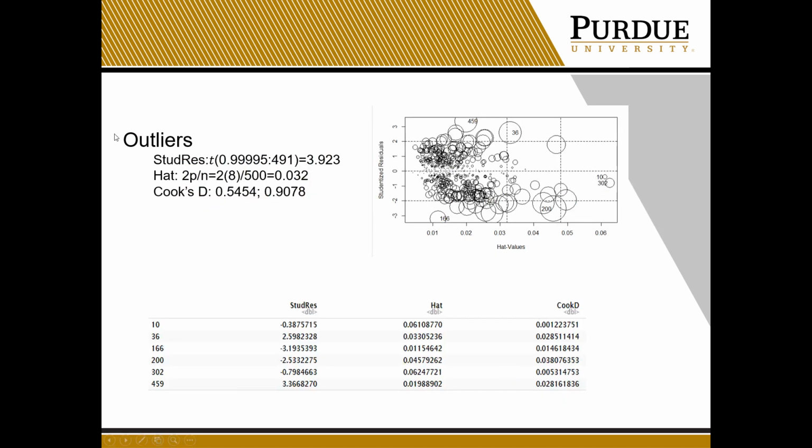Then the last check is the outlier. Based on the picture, we see that there are still some outliers. We can also see that in the table. Although we have no outliers on Y, there are still outliers on X. The 10th case and the 36th, 200th, and 302nd cases are the outliers on X. And we have no influential cases based on the Cook's D.